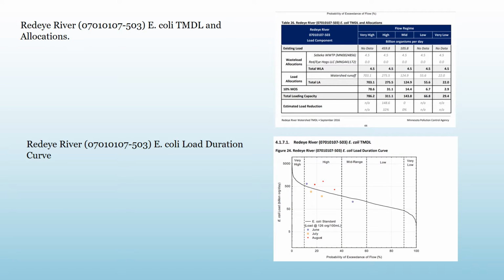Here is a total load allocation given by the Minnesota Pollution Control Agency, for how much waste should be dropped in the river. And the second chart shows that it went from very high, like 5,000 billion organisms per day being dropped, to now very low, just 2,500 billion organisms per day.